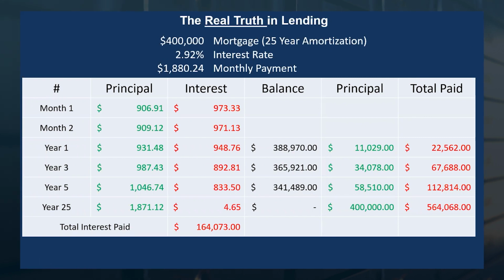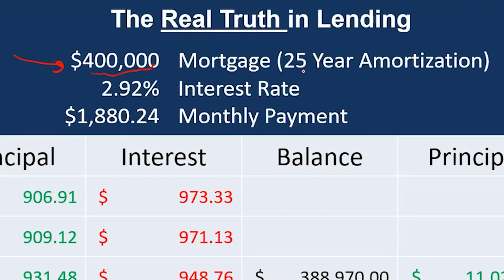Peter, I'm going to use my annotator here, and let me know if you can see what I'm annotating. Can you see the red arrow? I can. Perfect. This is our mortgage balance, $400,000. It's going to be amortized over 25 years. The interest rate is 2.92%. Now I know we may be able to get a lower interest rate based on today's market rates. But the question is not going to be about the rate, it's going to be about the volume and velocity of the interest.